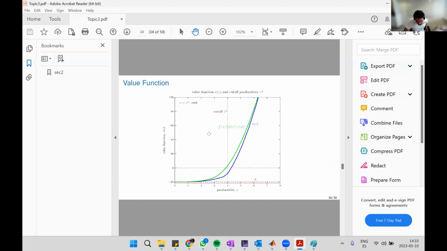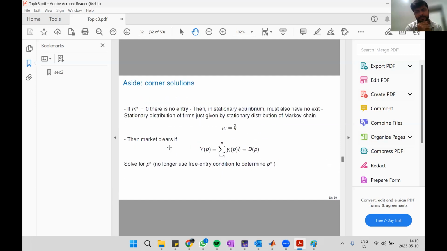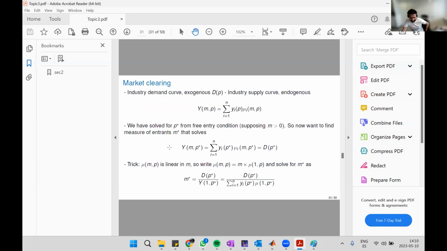Okay, so the value function. Sorry, I joined late. I just wanted to know, you said something about the odd number in the discretization process. Why is that odd number important? It's not important.